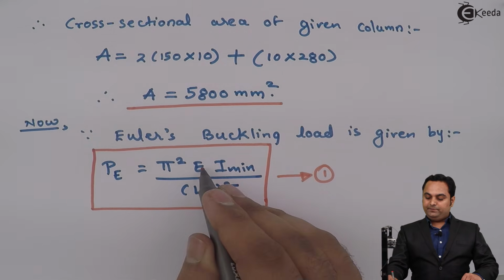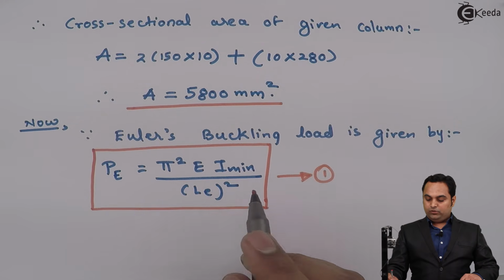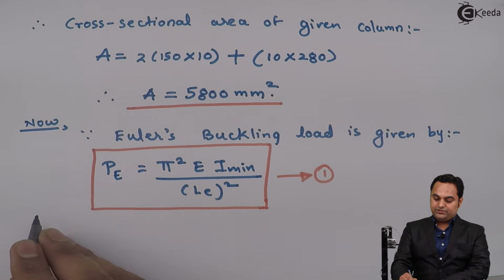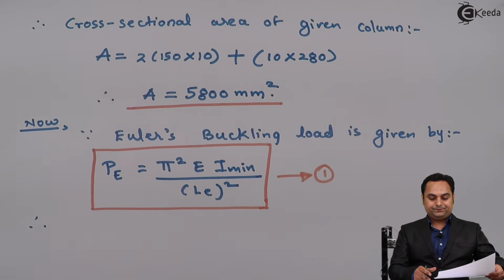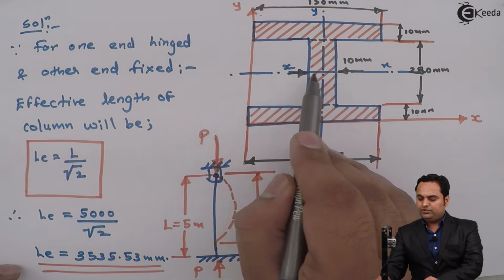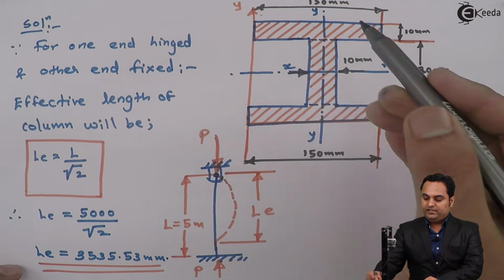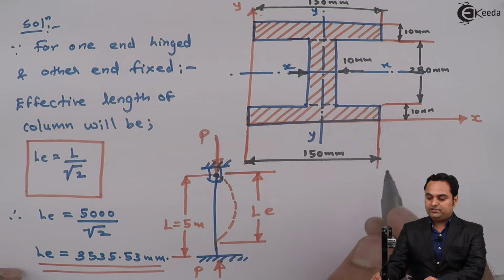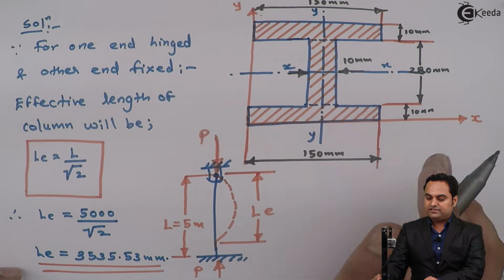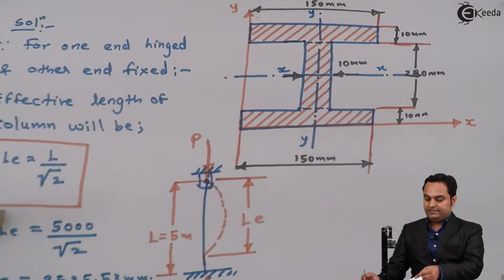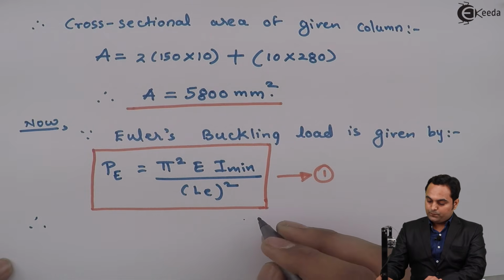Now we have capital E and effective length. The only unknown is I minimum. I minimum is the minimum moment of inertia, and if we look at this figure, we'll calculate the moment of inertia about the x-axis, then about y, and whichever gives us the minimum value, that we will select. Now how to get the moment of inertia about the x-axis? Here I'll explain it here.